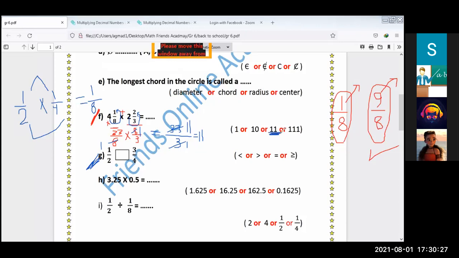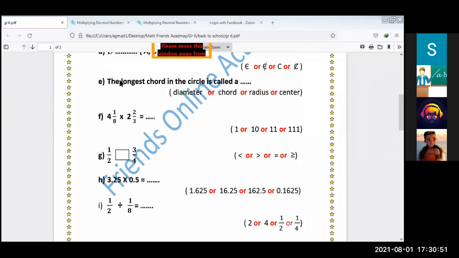You remember now how we can multiply mixed numbers? First thing, convert the mixed number to be a fraction. Then try to simplify before multiplication. Then divide if you have. So the answer here is 11. Now let's read this.